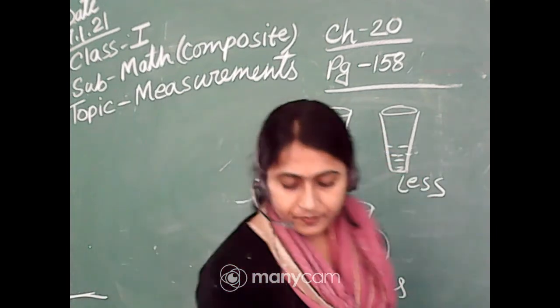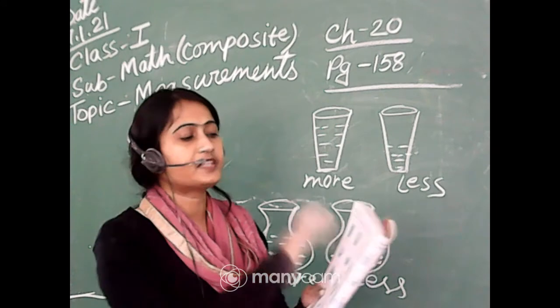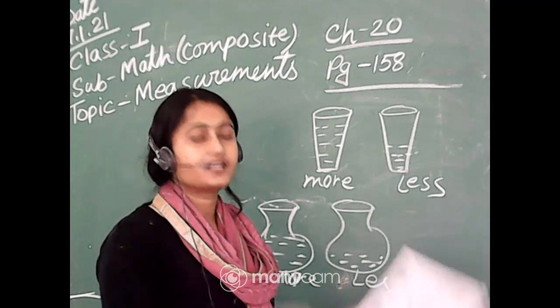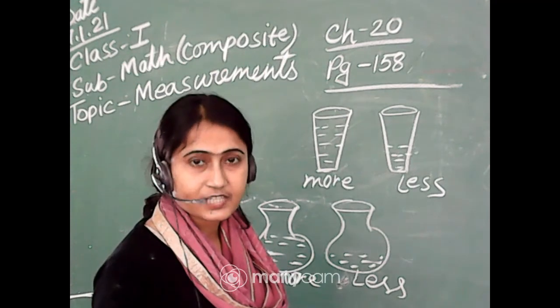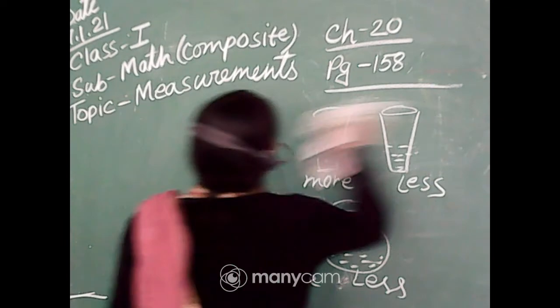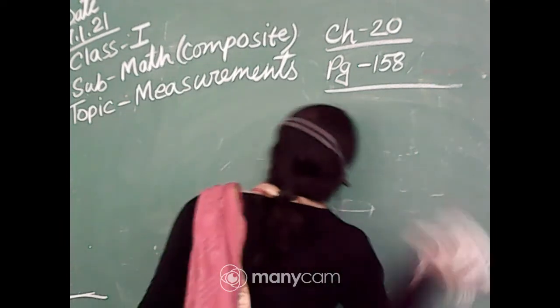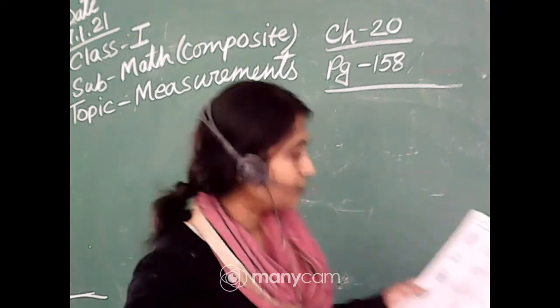Understood? Now in this page, more and less. Cross the container which has more liquid. Water is liquid, juice is liquid, milk is liquid. These are called liquid. Now we will solve page number 158. You all please follow me and solve.